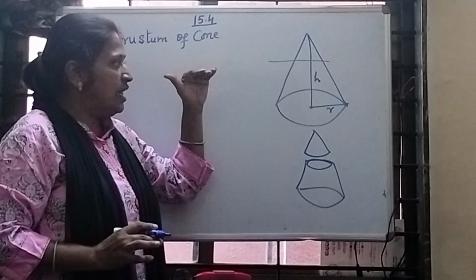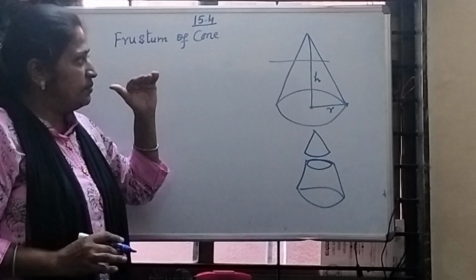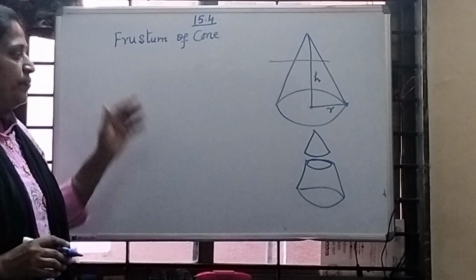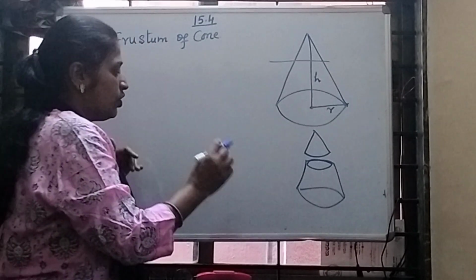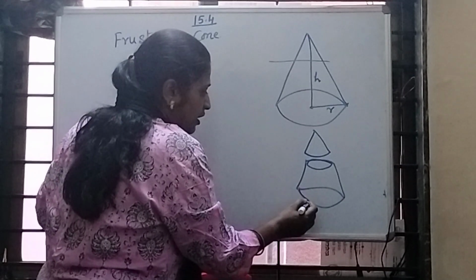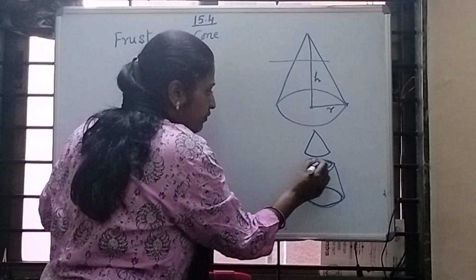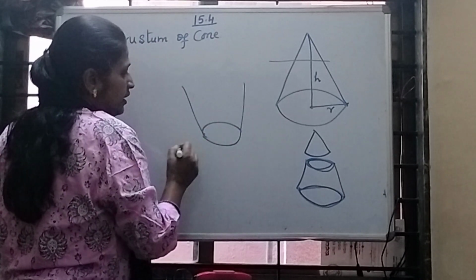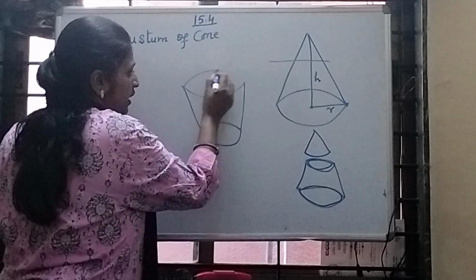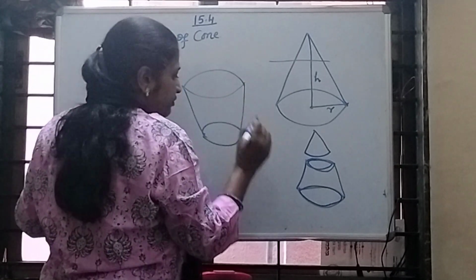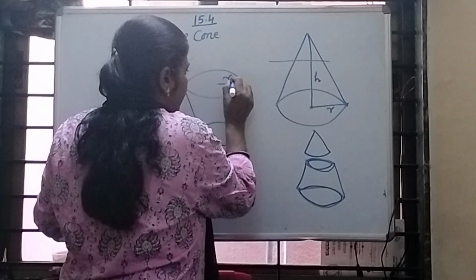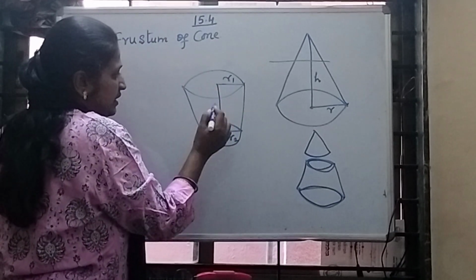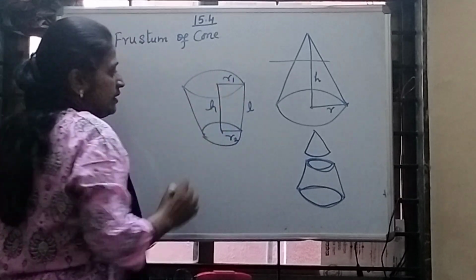So how do you get a frustum of cone? If the cone is cut parallel to its base, one part comes as a smaller cone. The remaining part we call a frustum of cone. The difference is that there are two circular ends, one bigger and one smaller. In buckets, usually the smaller end is at the bottom and the bigger at the top. Whichever is bigger we take as R1, and whichever is smaller we take as R2. The remaining part is the height, and this is called the slant height.